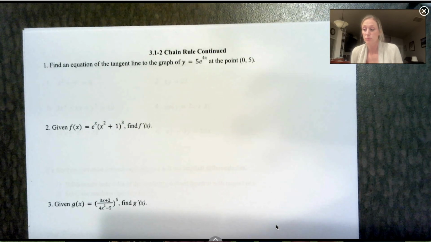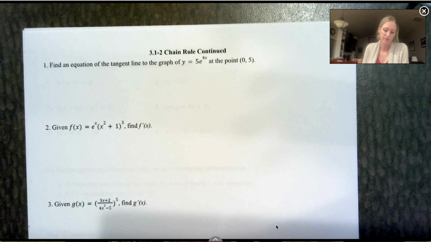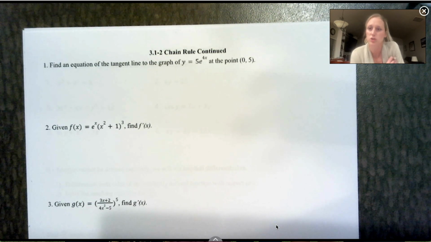Here's the video for the rest of the chain rule. We're just going to do finding an equation of a tangent line, which you guys have done a lot of. We're just going to do a problem where we have to use the chain rule.